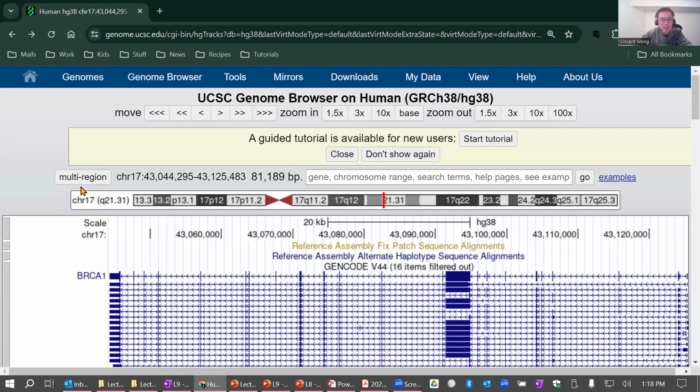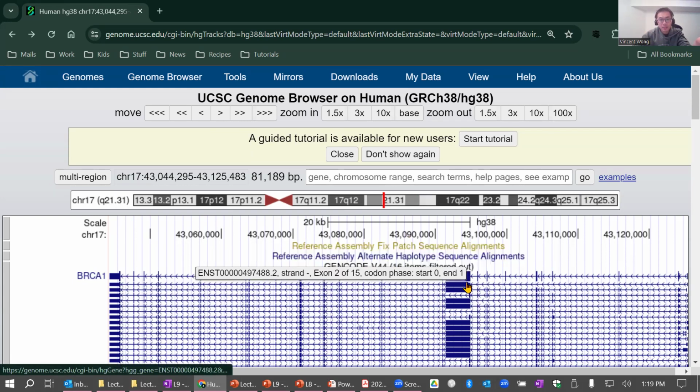It's on chromosome 17, and it's right here. The short arm before the centromere is called the P arm. After the centromere is called the Q arm. So it's on the Q arm, and it's 21.31. That's the locus, right? I told you. So I can click on it.